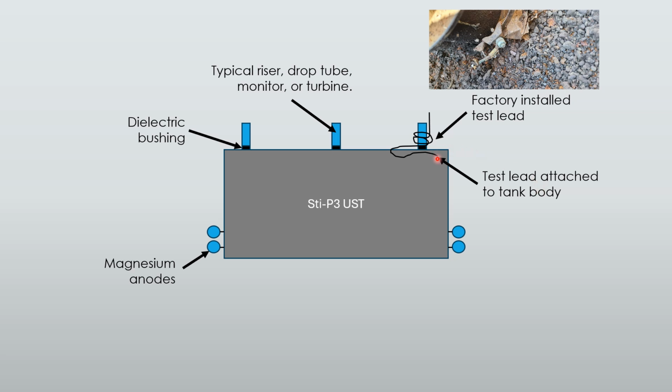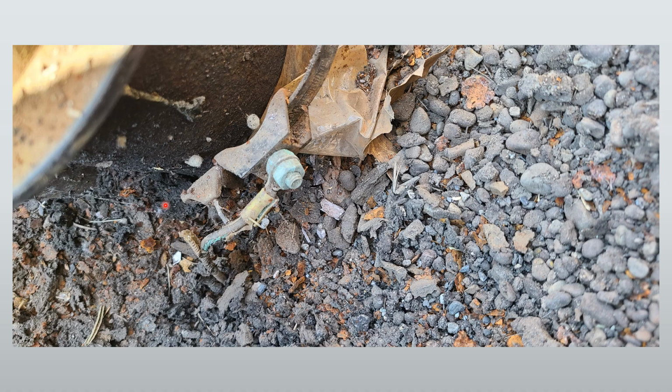There will be a factory test lead that will be wrapped around one of these risers. You can see it's zip tied, which is the most common attachment. Over time, the zip ties can become brittle and they'll break. The next slide will show a larger picture of that test lead so you can get an idea of what you're looking for if you're out on inspection, or if you're an owner trying to figure out if you have Type 3 tanks.